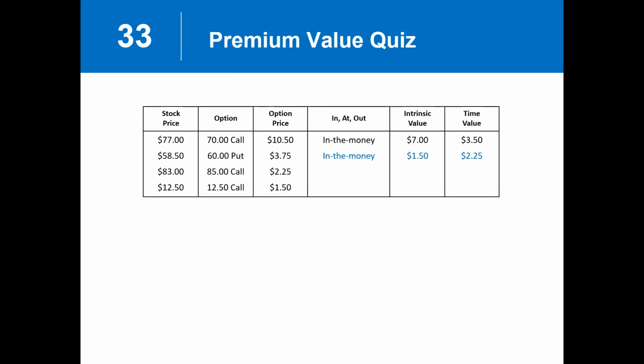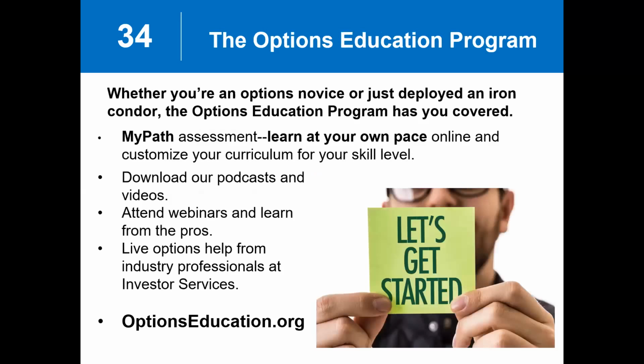So that's straightforward. $83 stock price, 85 call. Tell me out of the money, please. If it's out of the money, there's no intrinsic value. So the time value's the entire value of the option, which is $2.25. And lastly, we've got a $12.50 stock with the 12.50 call. Pretty straightforward. It sounded like it may be at the money. You've got $1.50 of value, so there you go. All $1.50 is time value with no intrinsic value.